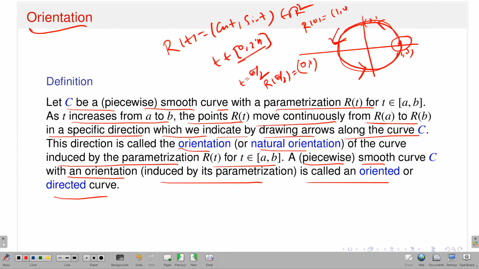So that's exactly what I have written. If I have a curve C which is piecewise smooth in some n-dimensional Euclidean space, with parameterization capital R, and if t varies from a to b, then there will be a natural way of moving my point R(t) on the curve, and that natural way of moving gives some direction. That is what is called the natural orientation.